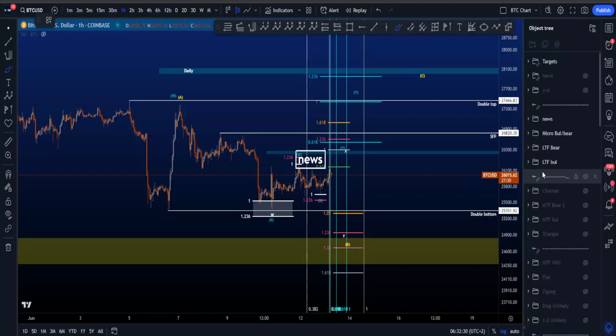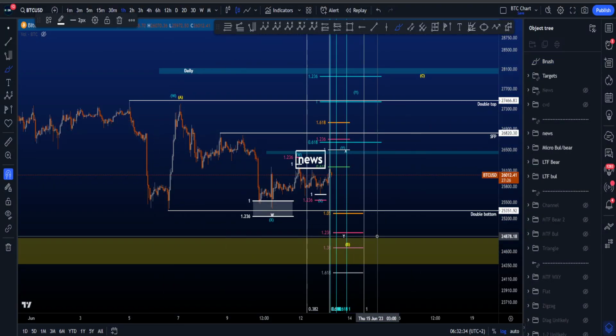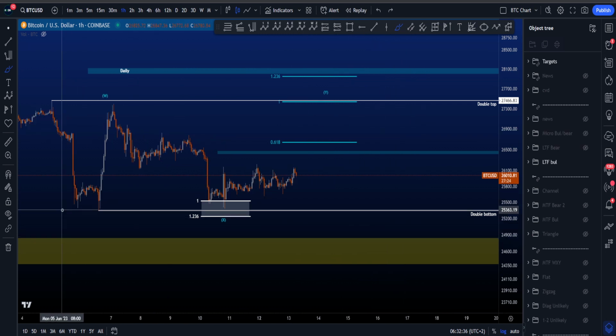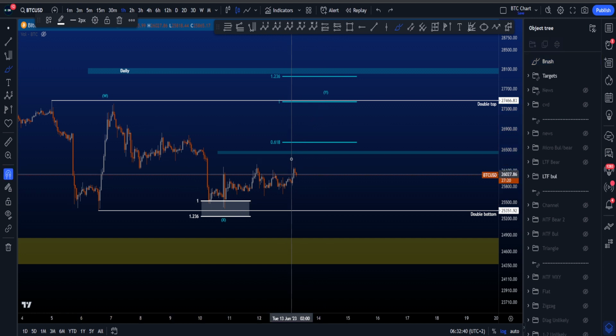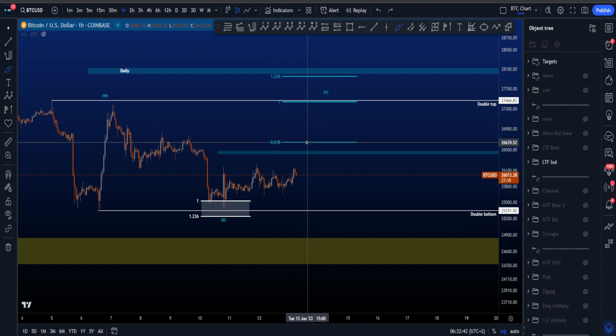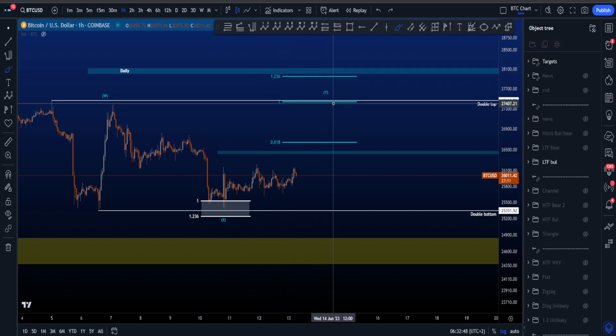Hi everyone, let's go over my low time frame and micro bullish and bearish Elliott Wave scenarios on Bitcoin, starting with the low time frame bullish scenario where we're looking for a three-wave structure to the upside in a WXY, with the targets for wave Y being the 0.618 sitting at 26.6k, and also the area between the 1-to-1 and the 1.236 is common between 27.4k and 28k.